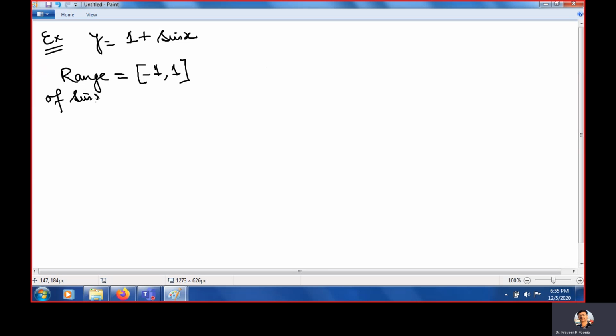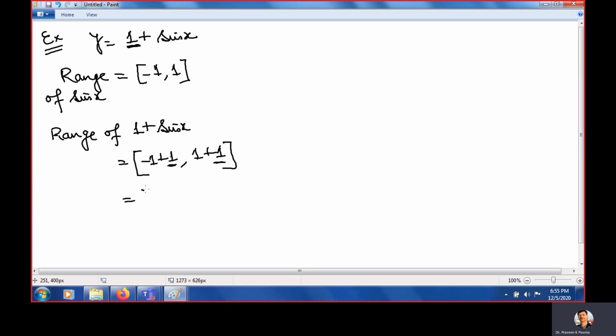Range of sin x. Clear? But the range of 1 plus sin x is equal to -1 plus 1 and 1 plus 1. We are adding this value. So -1 plus 1 is 0 and 1 plus 1 is 2. So the revised range is 0 to 2. That means now the graph on the y-axis will lie between 0 and 2.